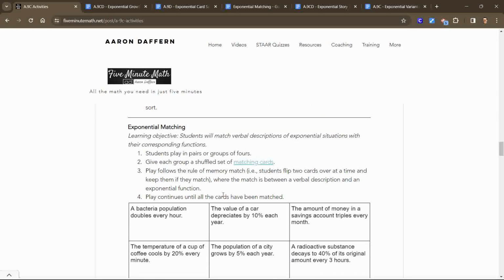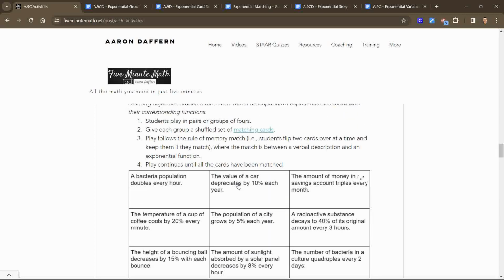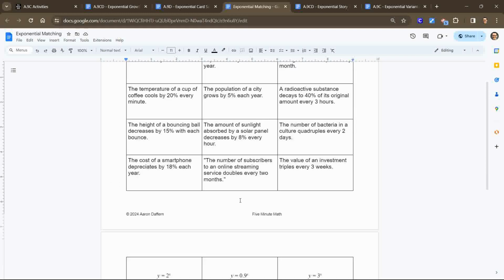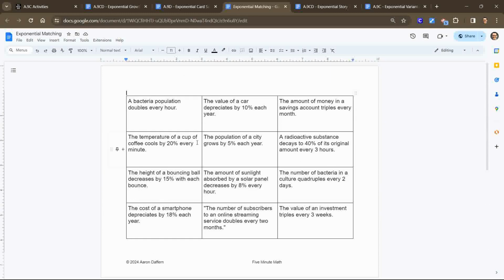All right, our third activity is exponential matching. So this is basically a memory match. It's going to be some more problem situations, but it's going to be a lot less robust than you would get in this card sorting, right? But you are going to see here that we've got this exponential matching, and what we have are 12 up here, and then 12 down here, and I did it for you so that the same position has the word problem and the function right here.